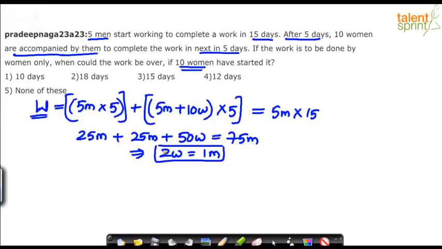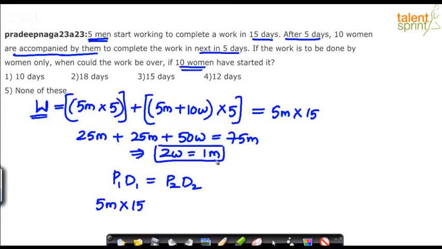Now he's asking us to find out how many days would be required if 10 women work on it. See, we know that P1 D1 should be equal to P2 D2. We very well know that 5 men can complete it in 15 days.